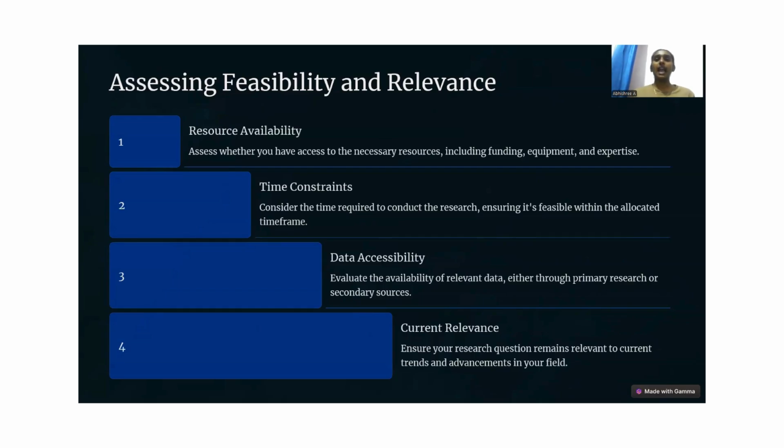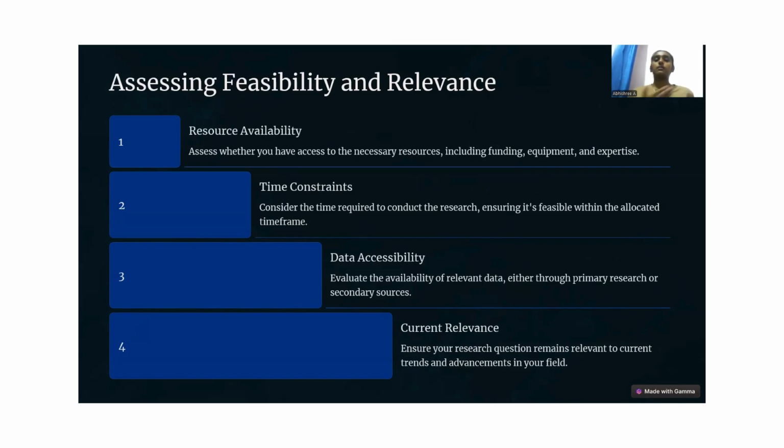Assessing feasibility and relevance. Resource availability, time constraints, data accessibility, current relevance. Resource availability. Assess whether you have access to the necessary resources, including funding, equipment, and expertise. Time constraints. Consider the time required to conduct the research, ensuring it's feasible within the allocated time frame.